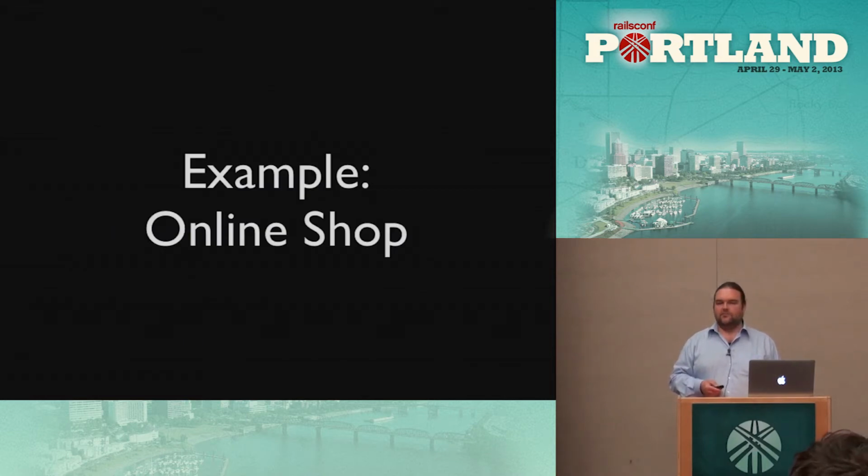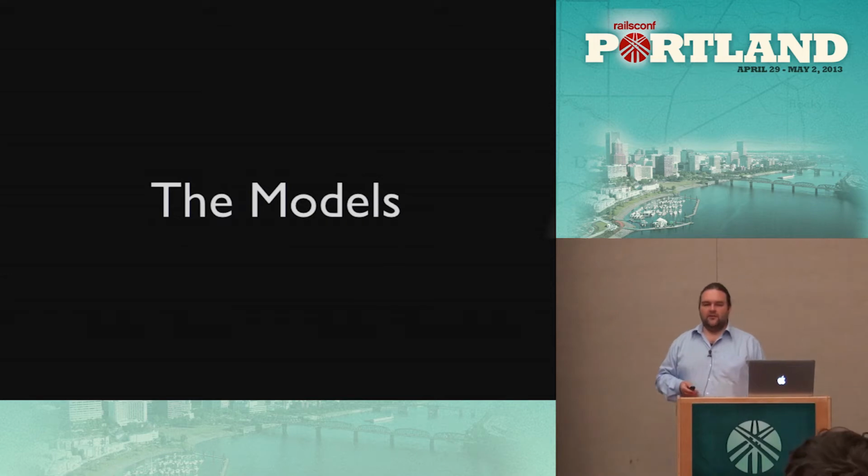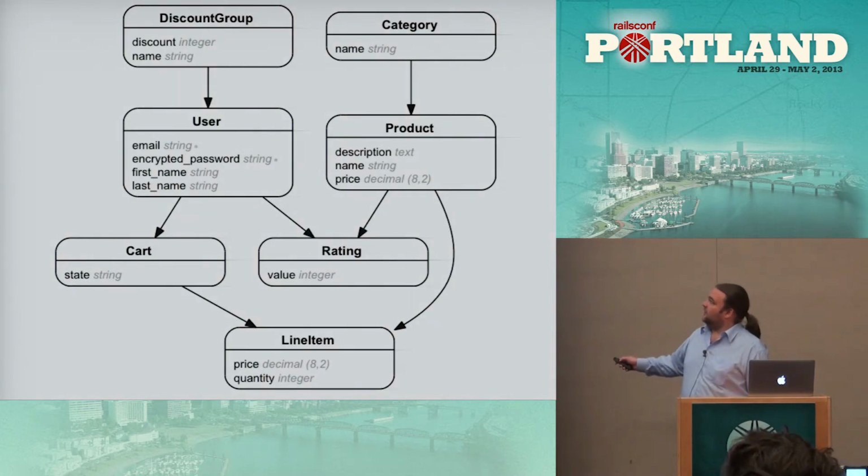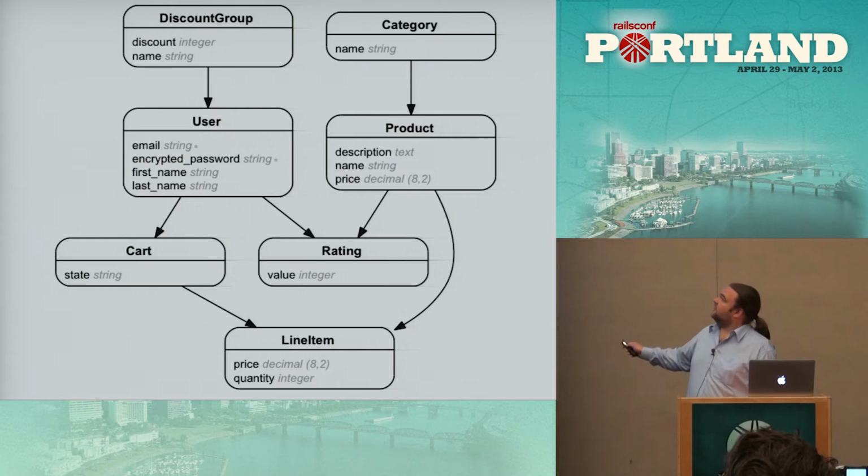The example is a web shop. So this web shop has the following models. I guess everybody is able to understand this graph here. We have users, we have products. Products are in categories, and we have discount groups. So any user in the right discount group gets a different price.